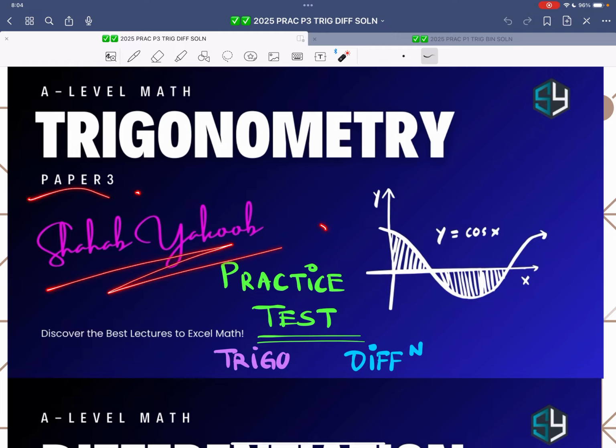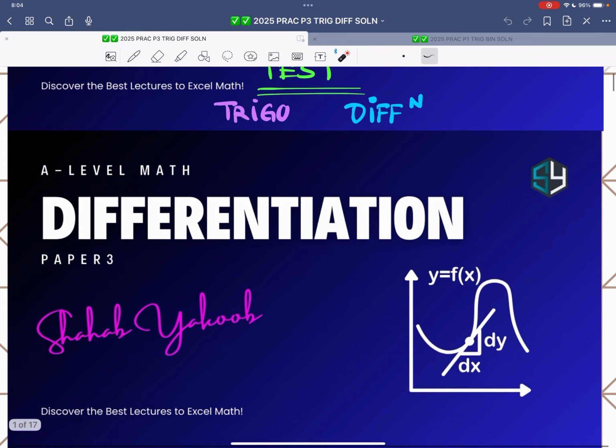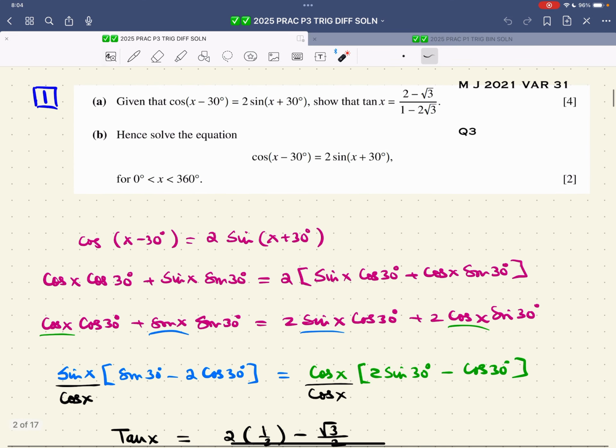So now in this particular video, we are focusing on P3 and this was a practice test on two topics, trigonometry and differentiation. So trigonometry is there, differentiation is there, and let's look at the paper.